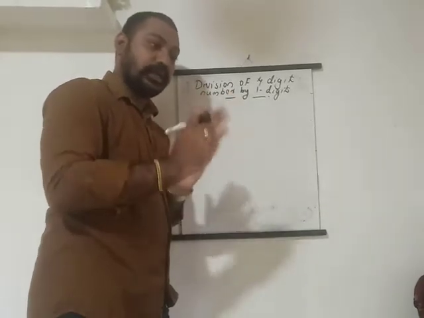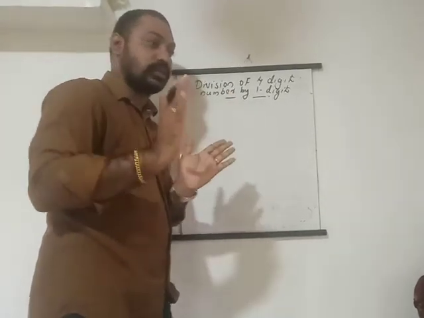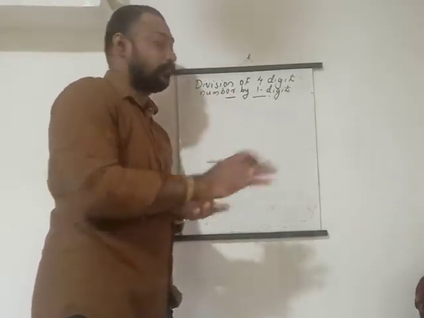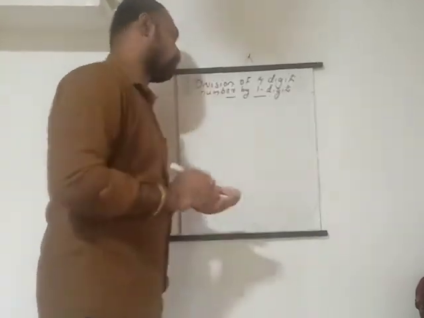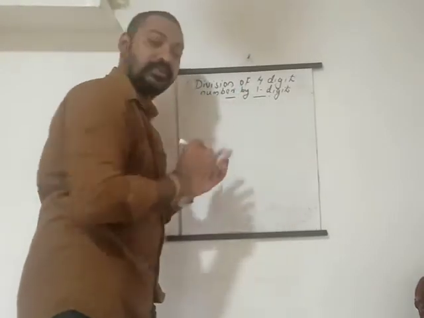So 1 to 10 you have to study. There is no excuse in that. If you don't know these tables, this topic seems to be difficult. Understand? So, division of a 4-digit number by a 1-digit number.